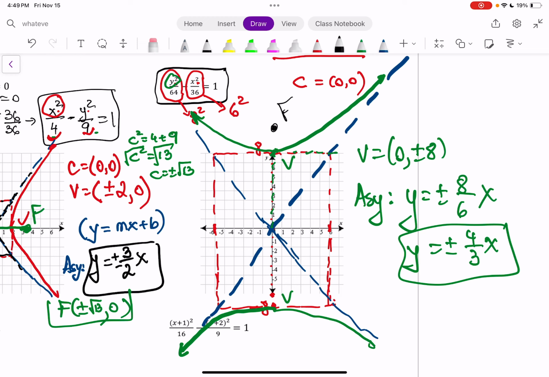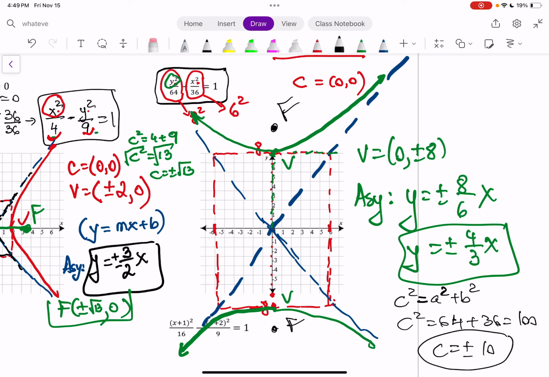Foci. So to find the foci, c squared is a squared plus b squared, which is going to be 64 plus 36, which is 100. So c is plus minus 10. Okay, so I'll write them up here. The foci are also on the y-axis. So x is 0 and y is plus 10 or minus 10. Okay, that was a big shape.